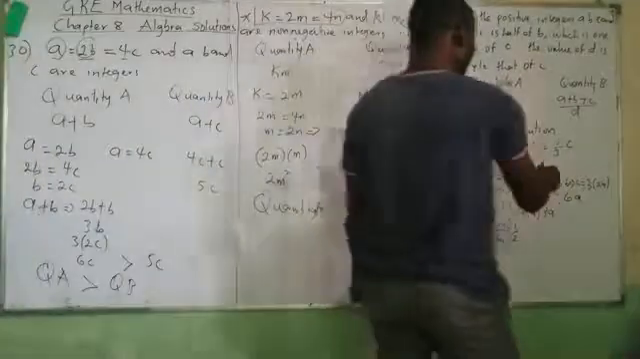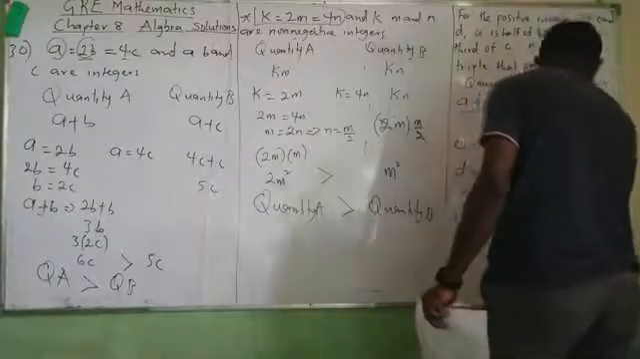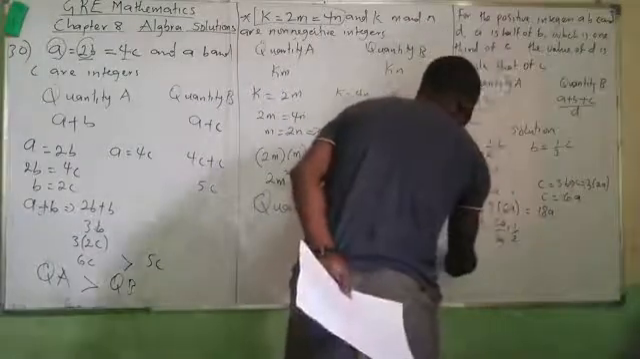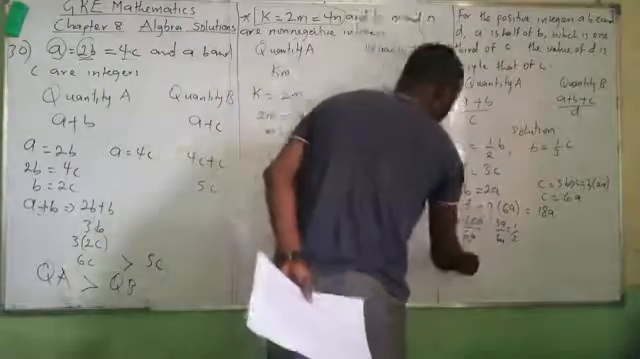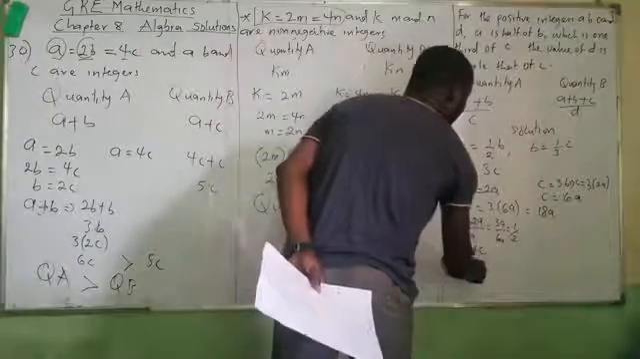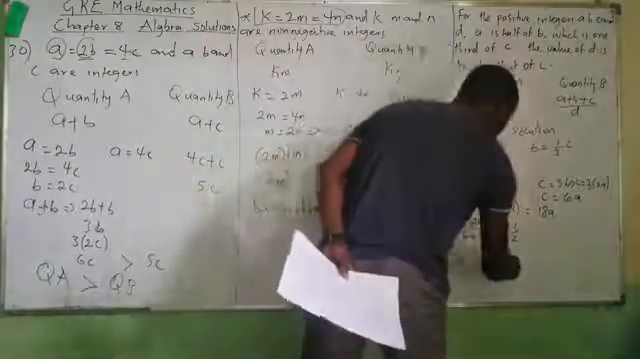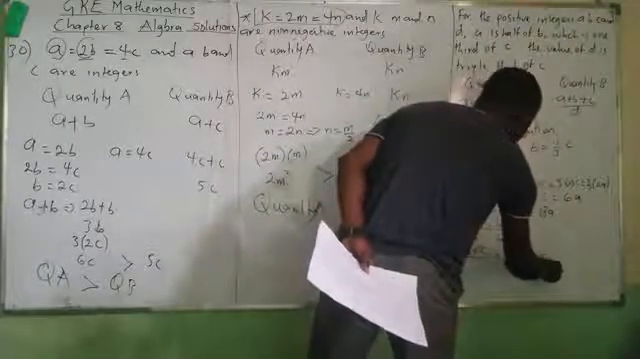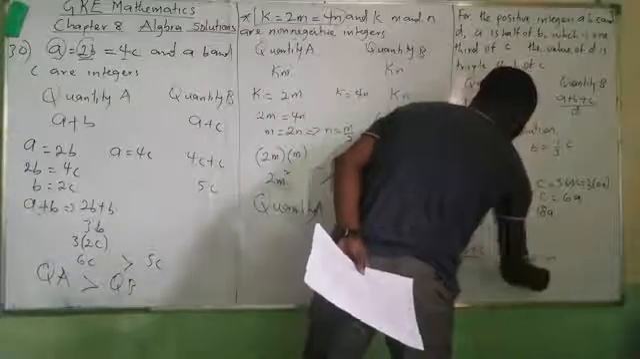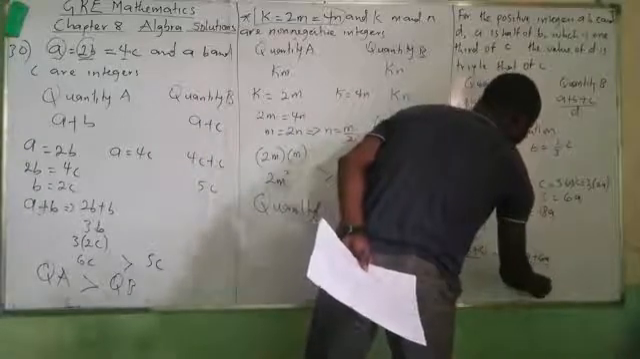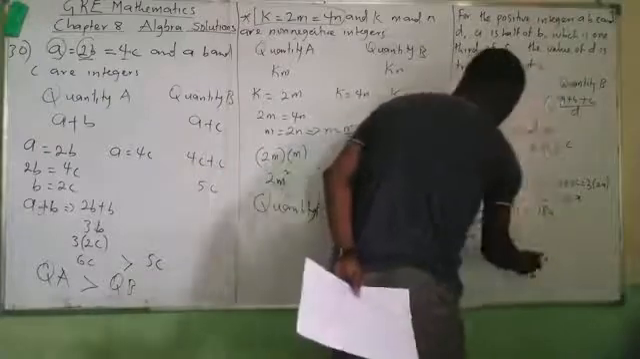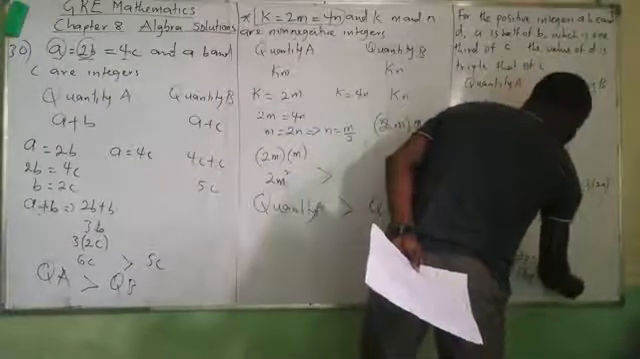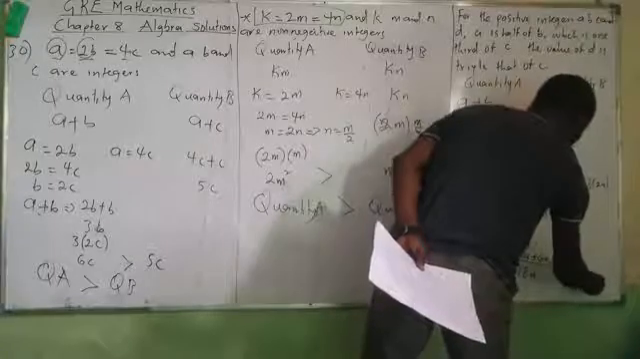Now, the other one will be A plus B plus C divided by D. That is A plus 2A plus 6A divided by 18A. Now, this will be 9A all over 18A, which is the same thing as 1 all over 2.